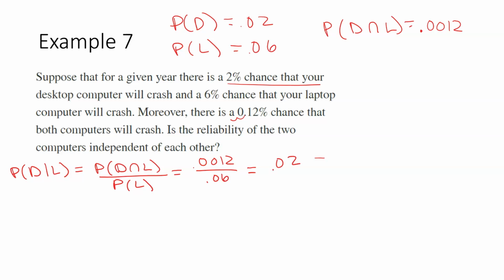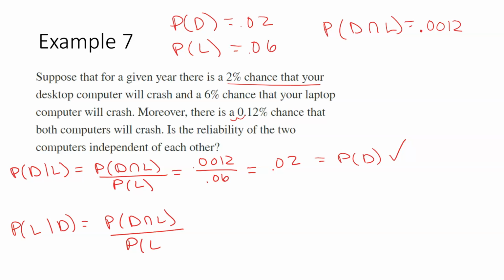And remember, if they're independent, it won't matter given the laptop. It would equal the probability of the desktop, and that does work. Let's try the other way. Laptop given your desktop. They both crash. Oops. This would be given that the desktop crashed and the desktop there. When we divide those out, we get 0.06, which is equal to the laptop.